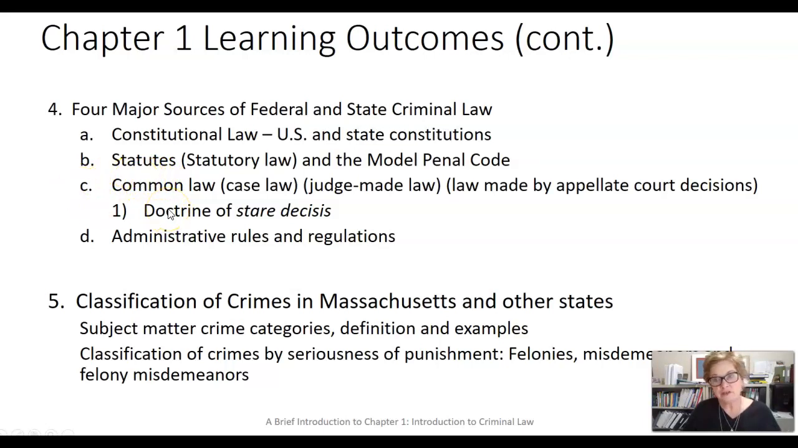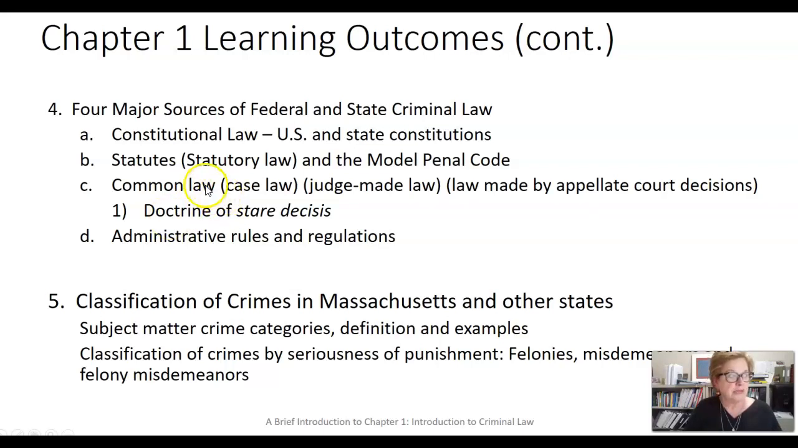We'll talk about the doctrine of stare decisis, which is the very fundamental idea that for purposes of order and predictability and stability in our legal system, both criminal and civil, people need to be confident or rely upon the decisions of federal and state appellate courts to guide their decisions going forward. Those decisions can change. They do change, but not until the court overrules itself, or a higher court overrules it.